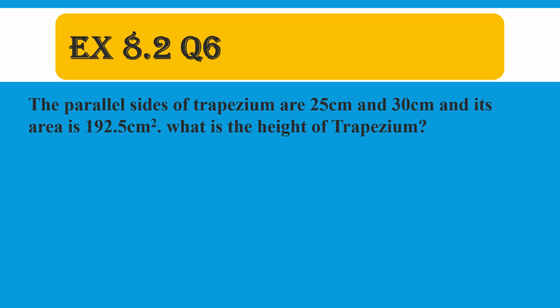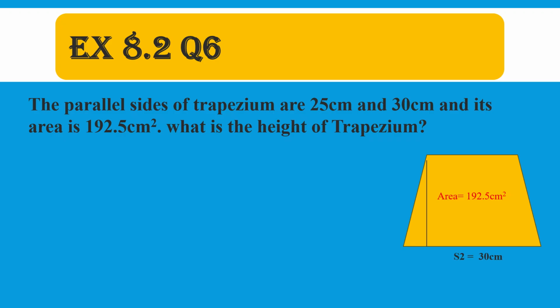This is exercise 8.2, question number 6. The parallel sides of a trapezium are 25 cm and 30 cm and its area is 192.5 cm square. What is the height of the trapezium? Now let's understand by drawing a trapezium. We have been given its area, which is 192.5 cm square, and the measurements of the parallel sides. First side is 30 cm and another side is 25 cm.